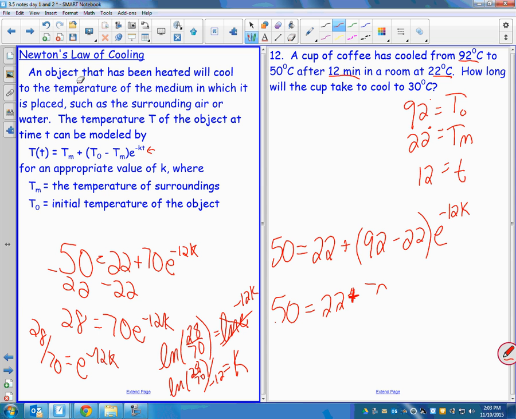We ran out of time in second hour. Oh, I threw my calculator. So make sure you close your parenthesis, right? ln of 28 divided by 70, close my parenthesis, divided by negative 12.